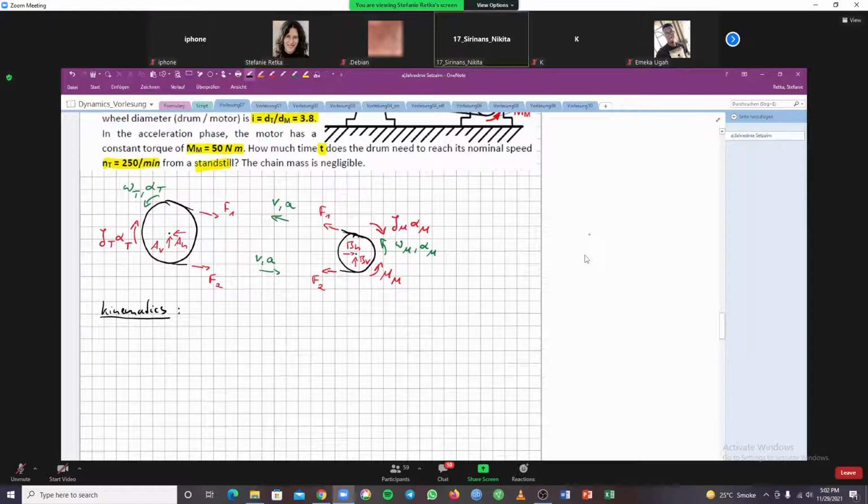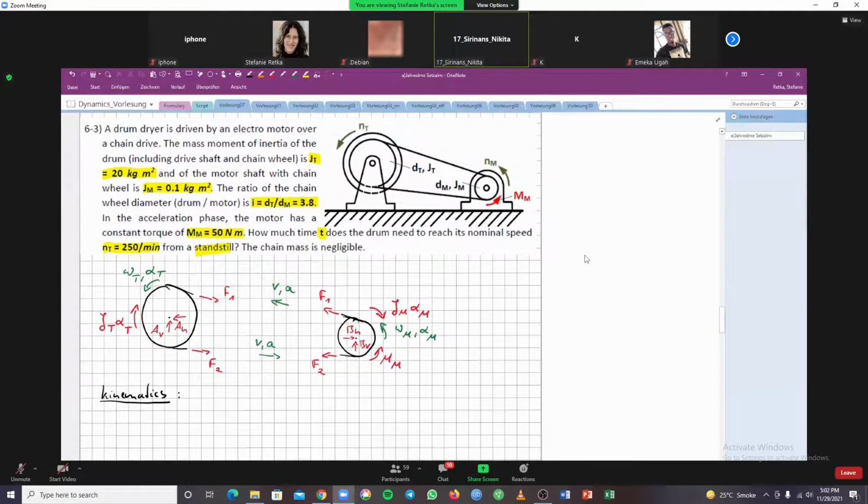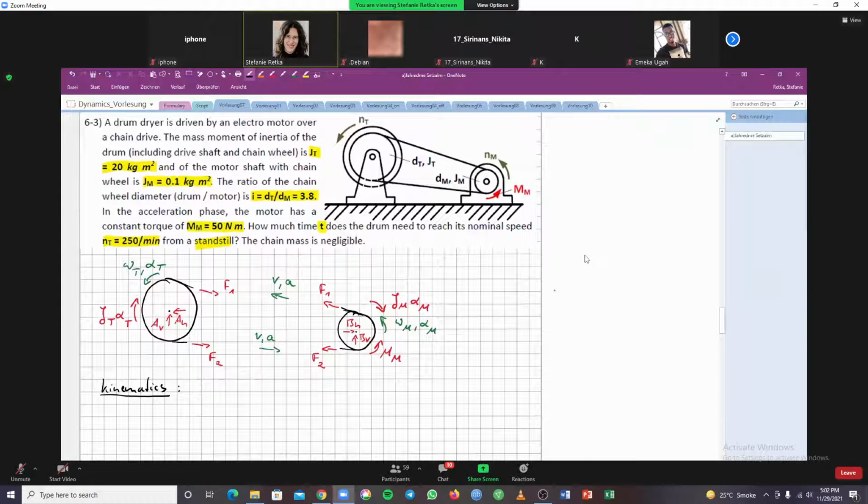Yes, and even though in the problem there was no statement about masses, there was a statement about mass moment of inertia, so we cannot consider these drums massless. Exactly, because the mass moment of inertia is obtained by r squared dm. So the mass moment of inertia can only exist if the system has a mass. If the mass would be 0, there wouldn't be a mass moment of inertia.